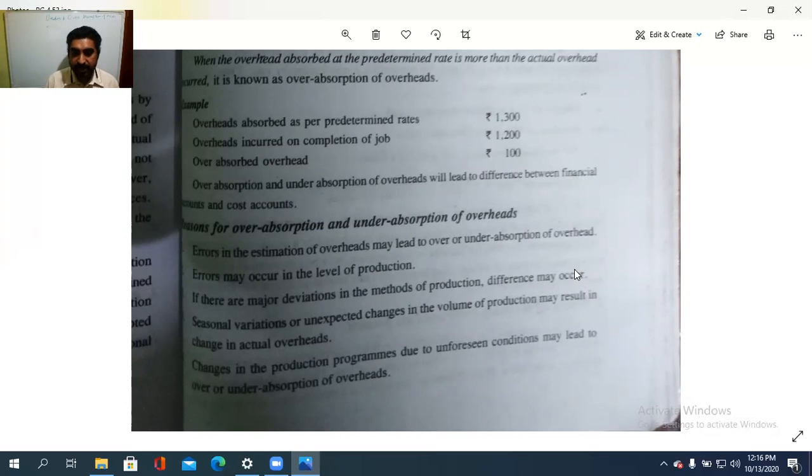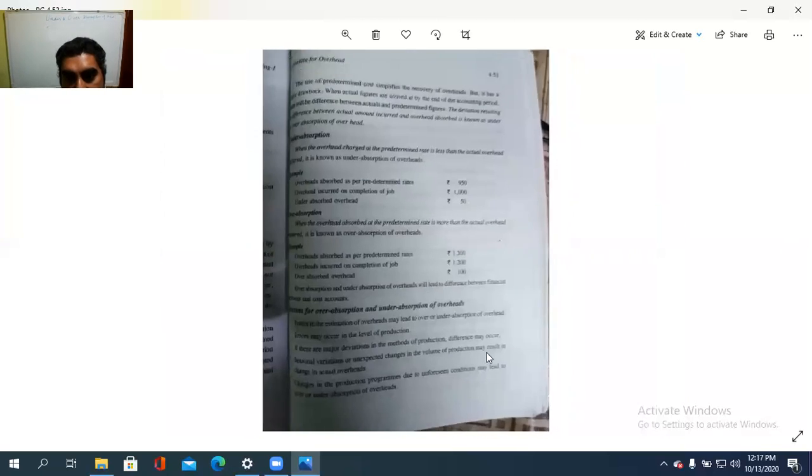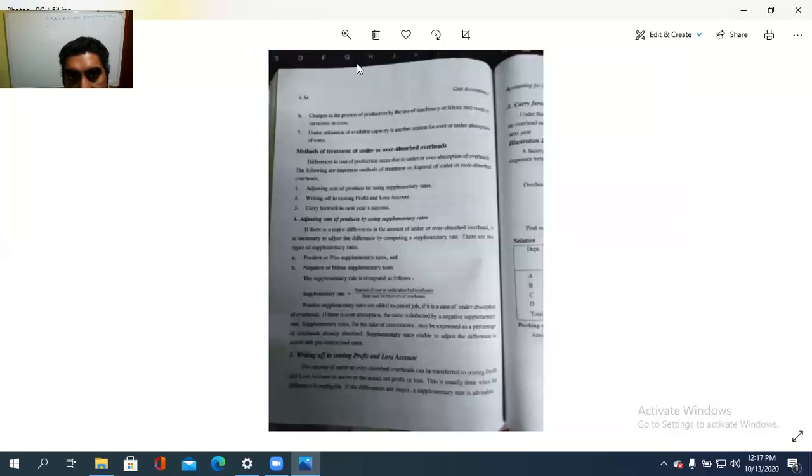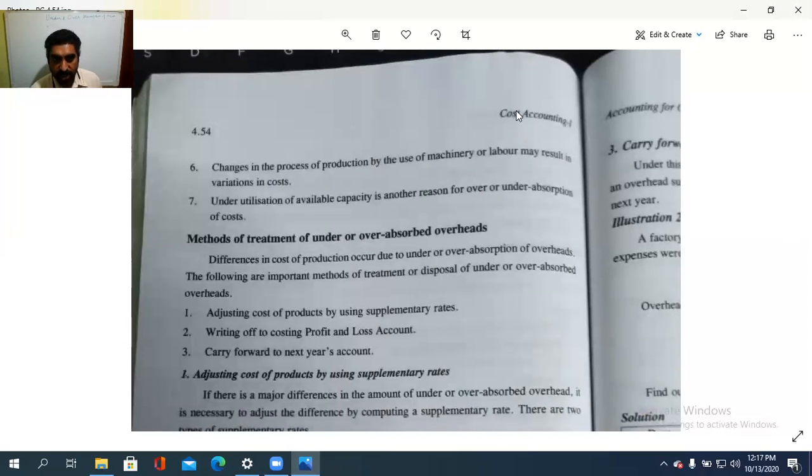Seasonal variation or unexpected changes in the volume of production may also result in a change in the actual overheads compared with the predetermined overhead rate. Changes in production programs due to unforeseen conditions may lead to over or under absorption of overhead. Changes in the process of production by use of machinery or labor may also result in variation in the cost. And underutilization of the available capacity is another reason for over or under absorption of the cost.